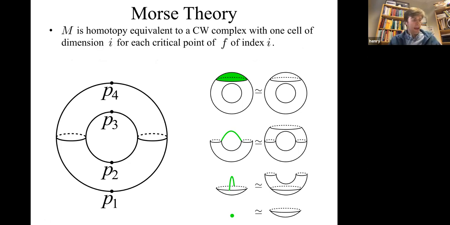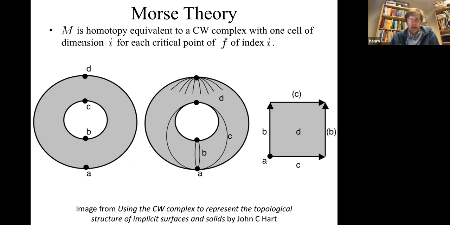Okay, so we're building into Morse complexes, which Enrique will tell us about. Very briefly, you see that the entire space is the same as a CW complex with one cell of dimension I for each critical point of index I. And great. This is the picture here where we've decomposed our torus into a single vertex, 2 edges, B and C, and then a single 2 cell, D.